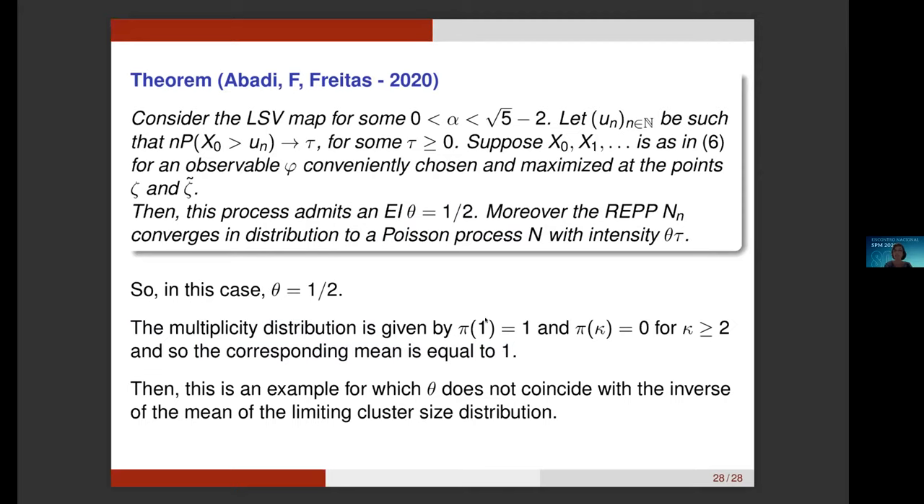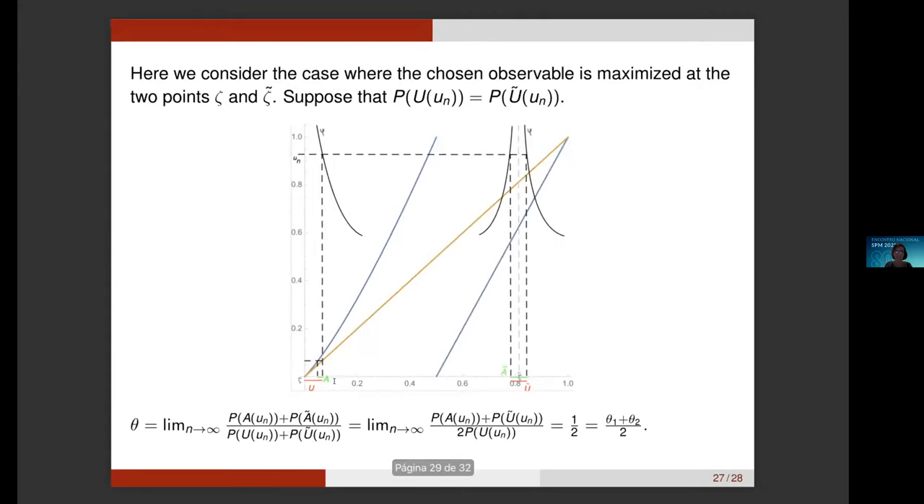So we immediately see that this is an example for which theta does not coincide with the inverse of the mean of the limiting cluster size distribution, because here we have 0.5 and here we have 1. Okay. And this happens because of the following. Both points, the point zero and zeta tilde, contribute to the final value of the extremal index, okay? Because we have zero plus one divided by two. But the point zero does not contribute to the final multiplicity distribution, because the multiplicity distribution is the same as that we would obtain if the observable achieved the global maximum only at zeta tilde, okay? Because when we make the computations, we have to weight the involved probabilities by the measures of the annuli, okay?